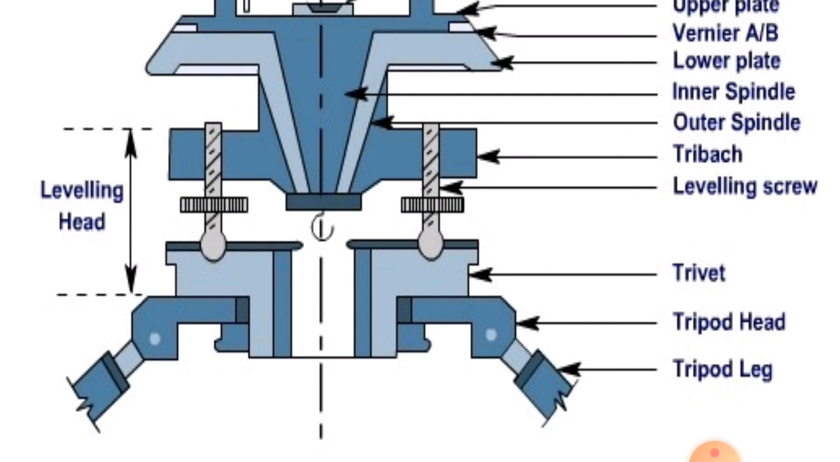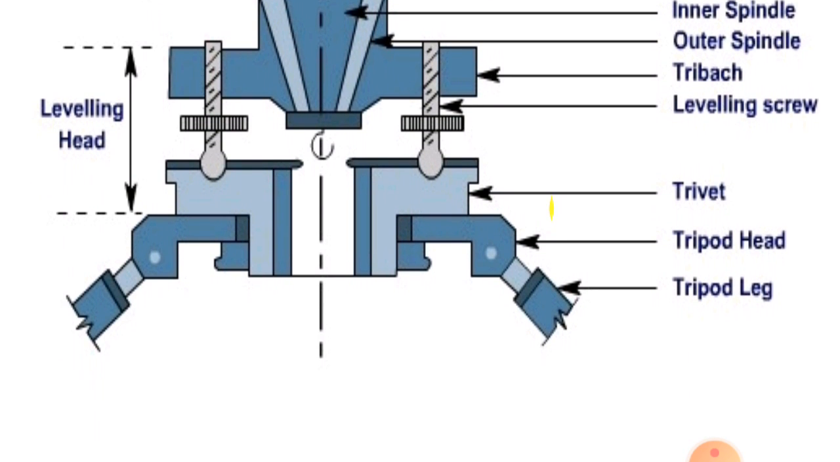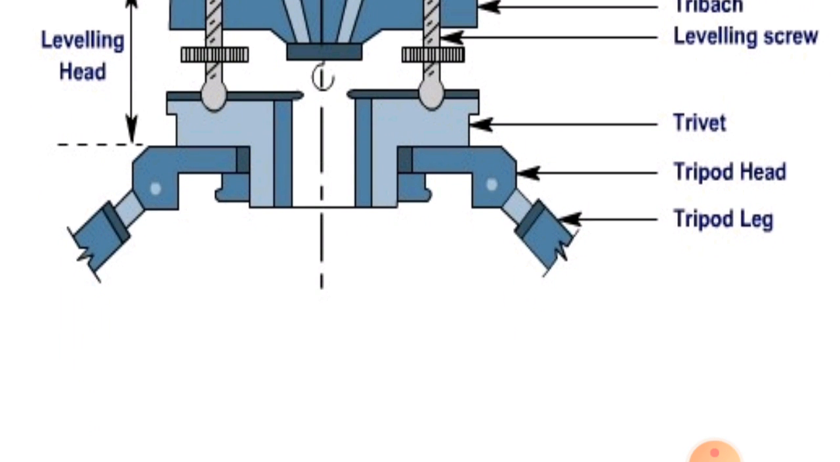Then after, trivet. The trivet is one type of plate provided to rotate the foot screw or fix the foot leveling screw in a trivet. And then after, the tribrach is provided at the bottom plate of the leveling screw. And next is a tripod head.